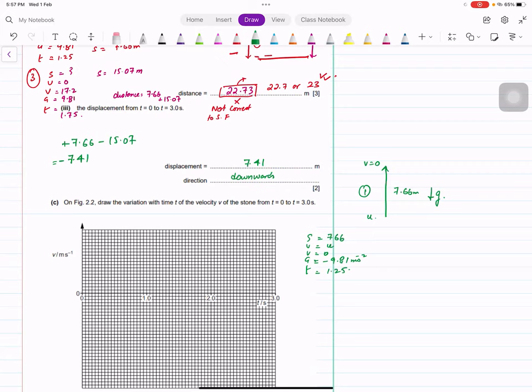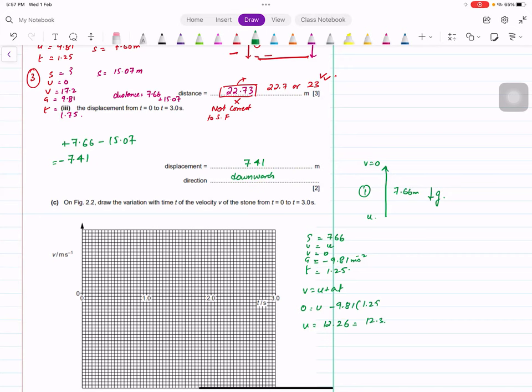1.25. Which equation should we use? I think it's best to use this one, right? Easiest one. Zero, this, negative 9.81, 1.25. Can you please find initial velocity then? Was that 12.26, which is 12.3, right?